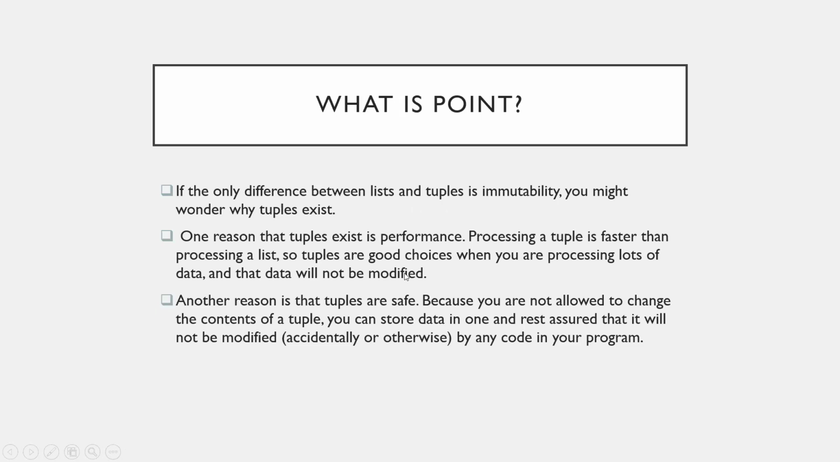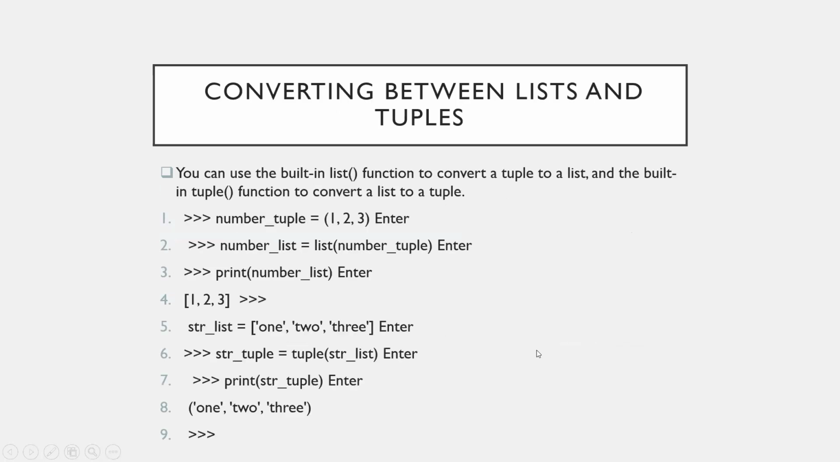Sometimes we are processing a lot of data, like patient data, where we have to be very careful. So, if we use a tuple, we don't need to be tense that the data will be corrupted by others. Because it is in tuple mode, it is immutable, and we can't make any changes. So you can store data in one and rest assured that it will not be modified by any code in your program.